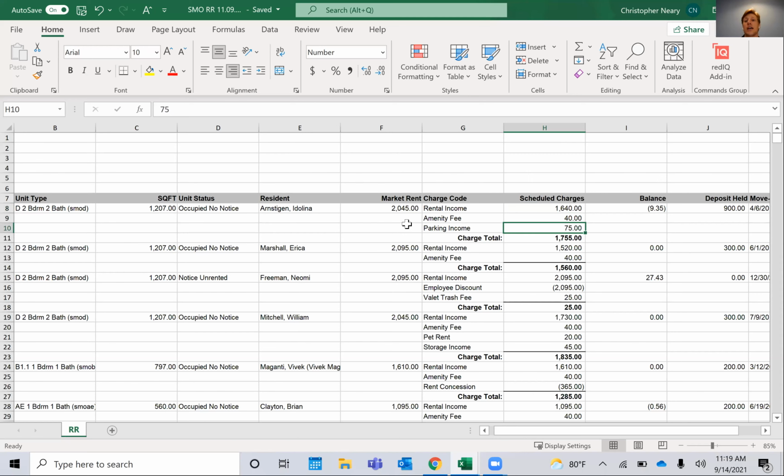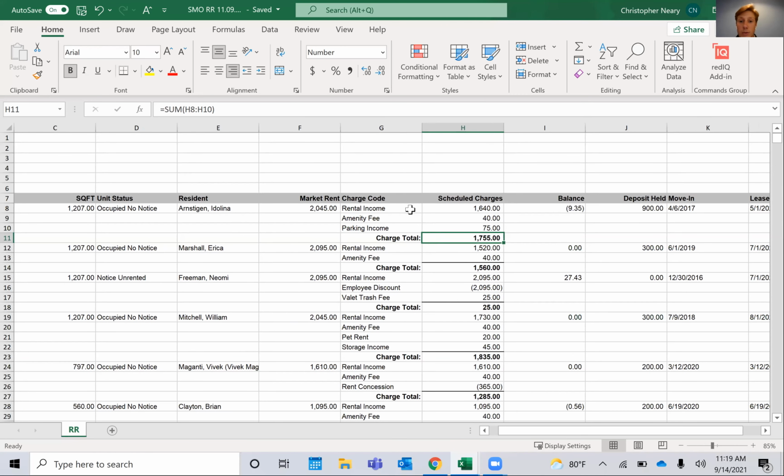And then there's additional other income, right? So there's parking and then there's an amenity fee with a total of $1,755. That's great on their part, right? They were able to knock down, maybe even get some concessions. So there's always a story to be told here as well in the rent roll.